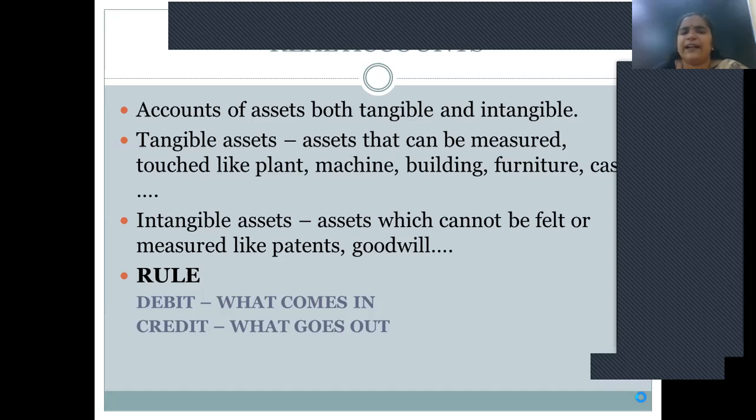The rule for debit and credit here is debit what comes in, credit what goes out. Say you purchased furniture for 20,000 rupees. What is coming into the business? You are purchasing that asset, meaning the furniture is coming into the business. And what have you given in return? You are giving cash. Cash is tangible, furniture is tangible. So what is coming in? Furniture is coming in, so the furniture account is debited. What is going out? You are giving cash, so the cash account is credited. So the journal entry will be furniture account debit 10,000 rupees, cash account credit, because cash is moving out of the business.